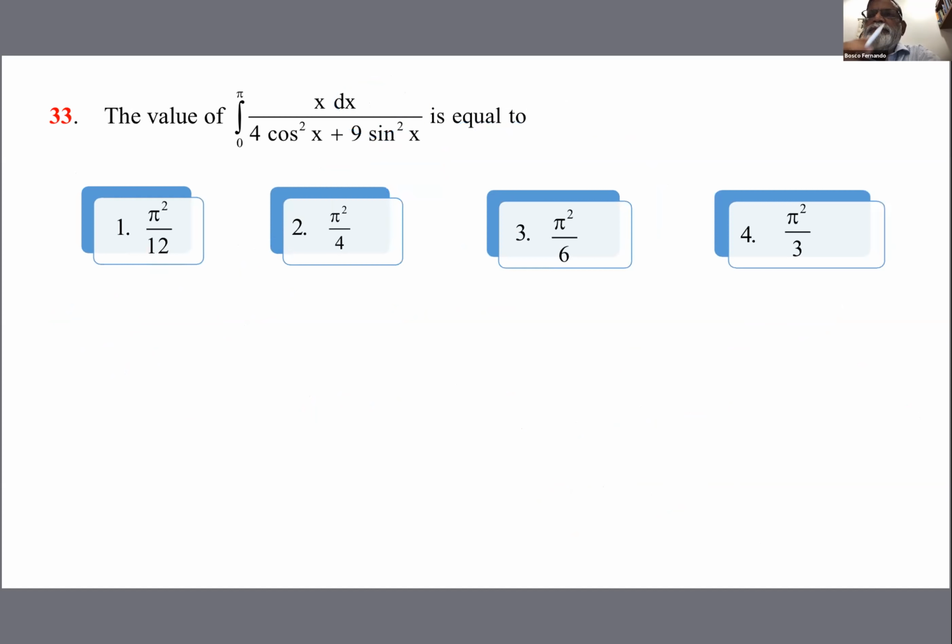The value of integral 0 to pi x dx by 4 cos squared x plus 9 sin squared x is equal to.